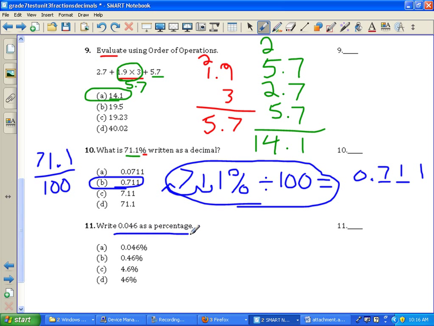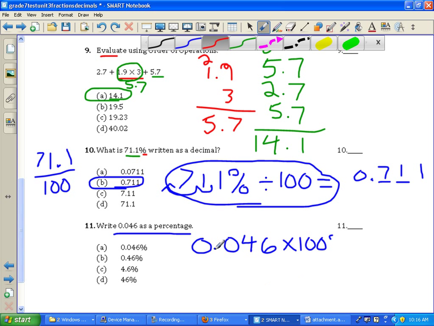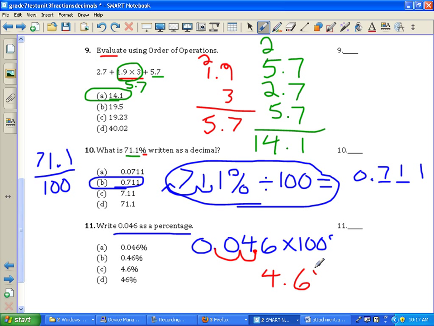To write this as a percentage, remember anything can be written as a percentage if it's written as a fraction first. Now I've got 0.046 and I want to change that to percent. Anytime you're changing to percent, just multiply your decimal by 100. And when you multiply by 100, all you're doing is shifting it 2 places, 1, 2, to the right. So it'll be 4.6%. And there's your answer for that one right there.